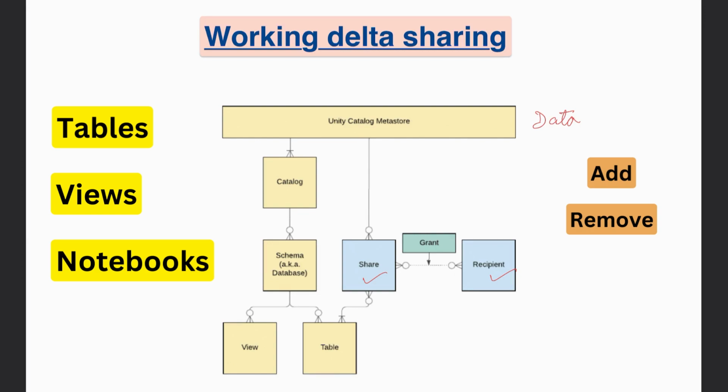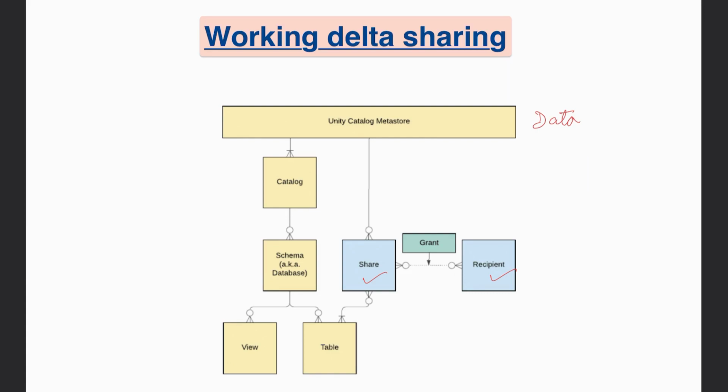If you remove a share from your Unity Catalog metastore, all the recipients of that share lose the ability to access it. So basically, you need to make sure that you are granting access to the recipient from the share so that they can go ahead and access the tables or the views that are present in the Unity Catalog metastore. Once you give the access, only then can the recipient read the data from the metastore.